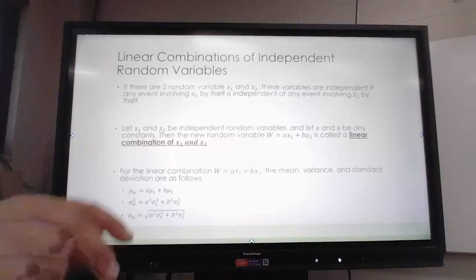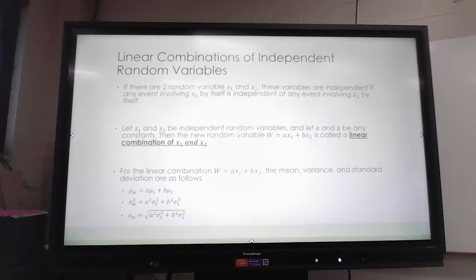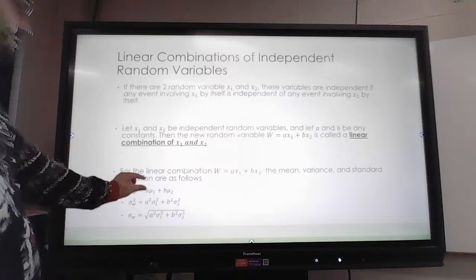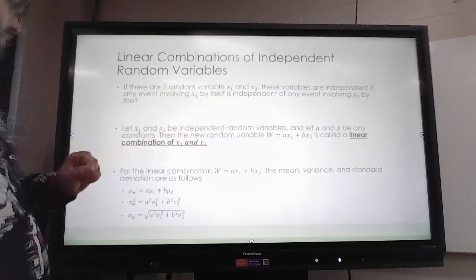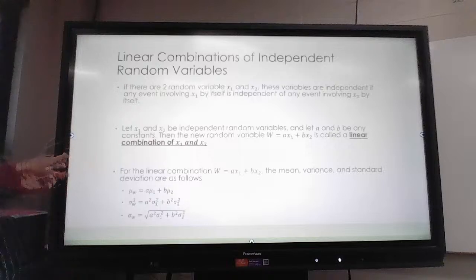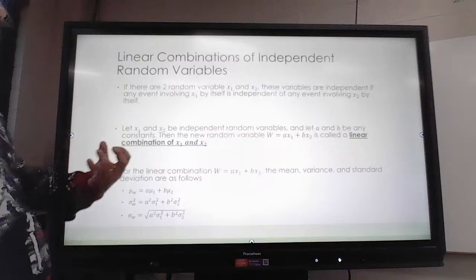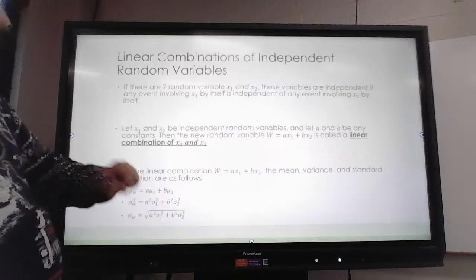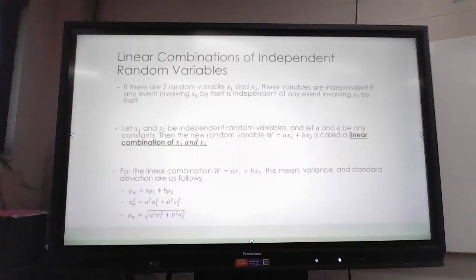And just like a linear function, it also has its own mean, variance, and standard deviation. So here is the mean, variance, and standard deviation. They're very similar, right? If I'm taking the mean of my linear combination, I just substitute each individual mean into X1 and X2. For the variance, it's the variable squared that's attached to X1 plus the variable squared attached to X2. So a squared times the variance of the first variable plus b squared times the variance of the second variable. And then, of course, you take the square root of that to find the standard deviation.